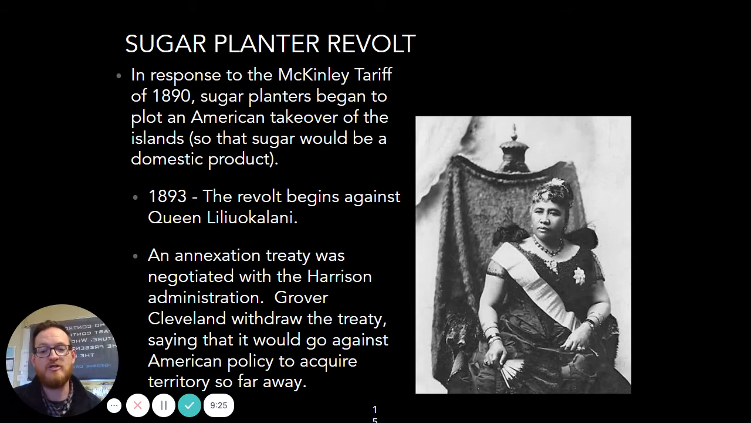An annexation treaty was actually negotiated with the Harrison administration, but Grover Cleveland withdrew the treaty, saying it would go against American policy to acquire territory so far away. And again, as Thomas Jefferson learned with the Louisiana Purchase, there was nothing specific in the Constitution talking about adding or annexing territory, and that's why Cleveland was against that.